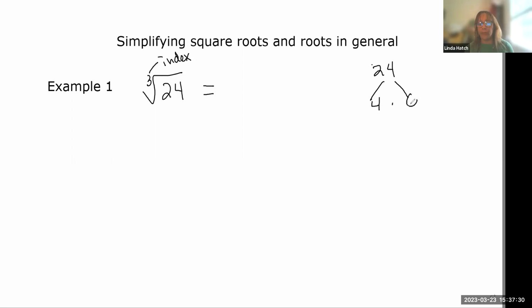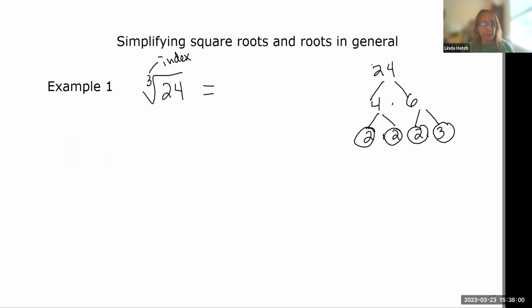I'll pick any two factors. If you picked 8 and 3, it still would work. If you picked 2 and 12, it still would work. Let's break these further down into prime numbers only. Remember factor trees from way back when? Let's utilize that. So I broke 24 down into all of these prime numbers. Remember, prime numbers are numbers that only have two factors, 1 and itself.